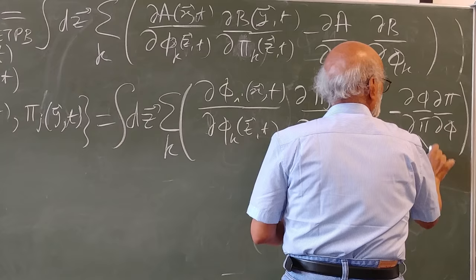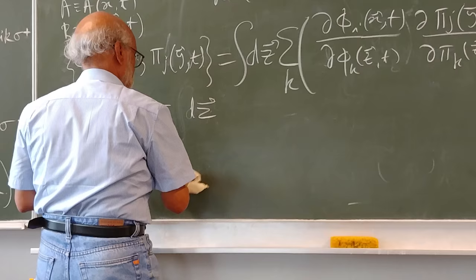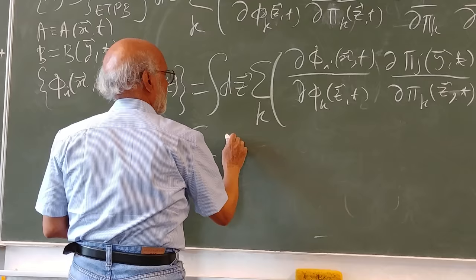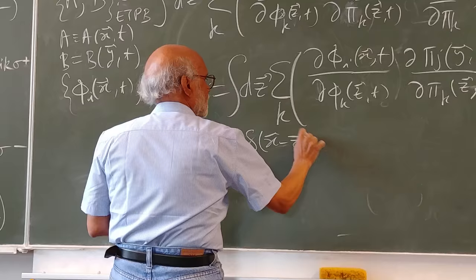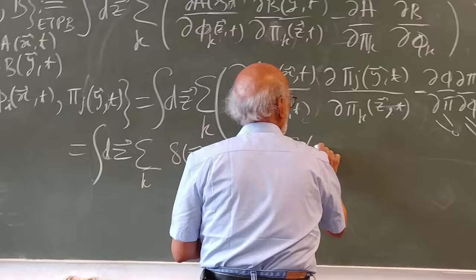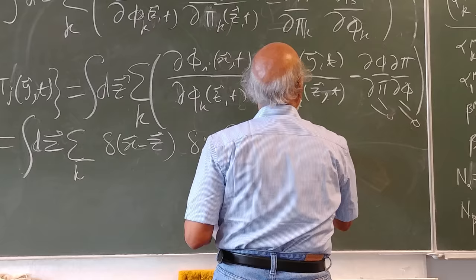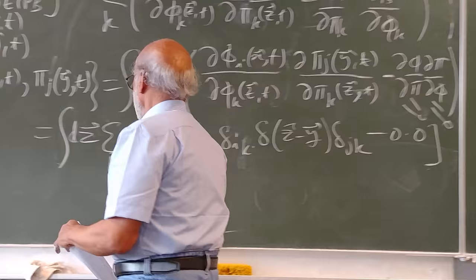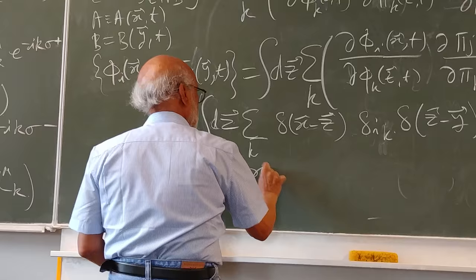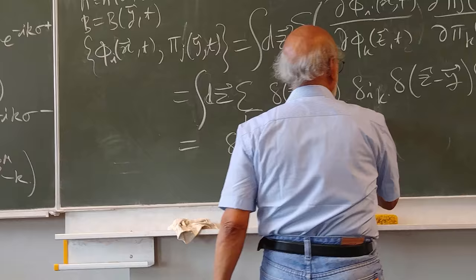These guys would then vanish. And here I would have a summation over k. Now this would give me a delta distribution of x minus z times delta ik, and this would give me another delta distribution of z minus y or y minus z. The delta distribution is an even function of its arguments. So this times delta jk times 0 into 0, and this would then give me delta of x minus y times delta ij, right?